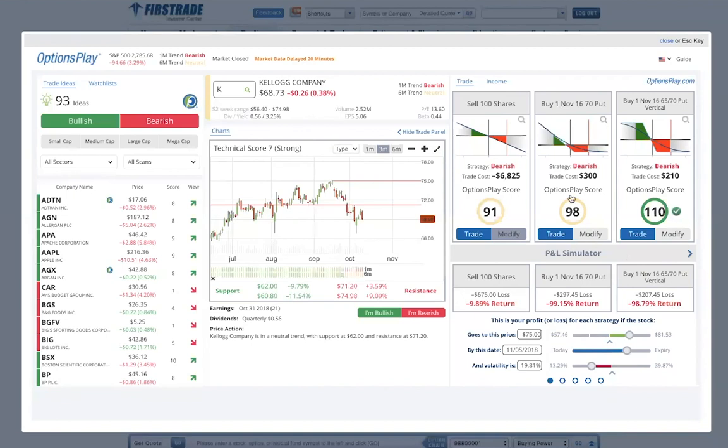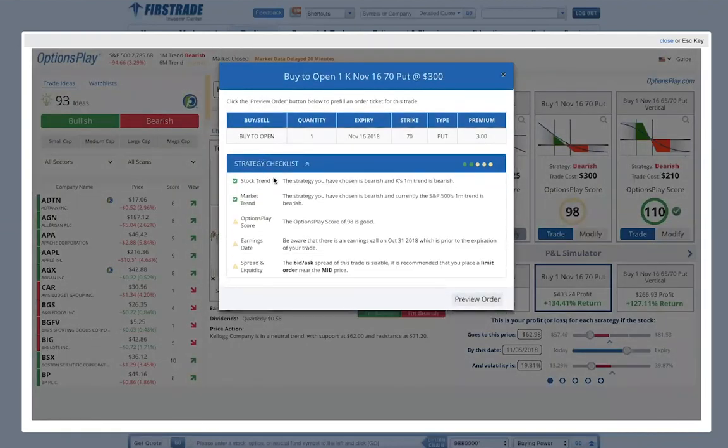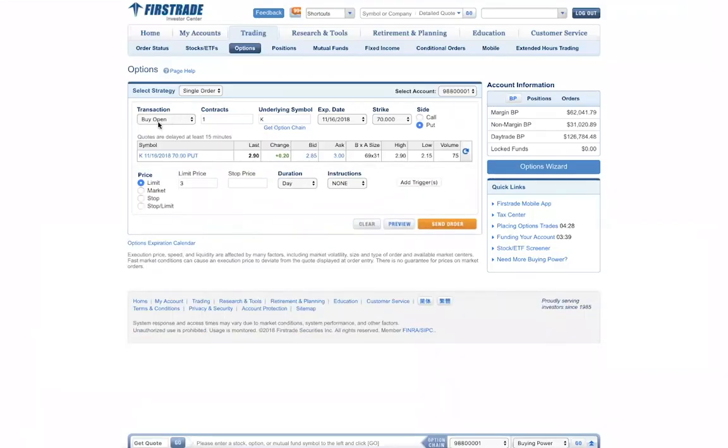And lastly, if you're ready to place this put option because you think the stock's really going to take a move lower, hitting the trade button, reviewing the strategy checklist, as you can see, you're trading with the trend of the stock, trading with the trend of the market. The options play score is very good. Be aware that there's earnings. We're okay with that because we want to trade that earnings. And lastly, the spread and liquidity. So if everything checks out, all you have to do is hit the preview order button. It will pre-populate the ticket for you so you can send this off for execution immediately.